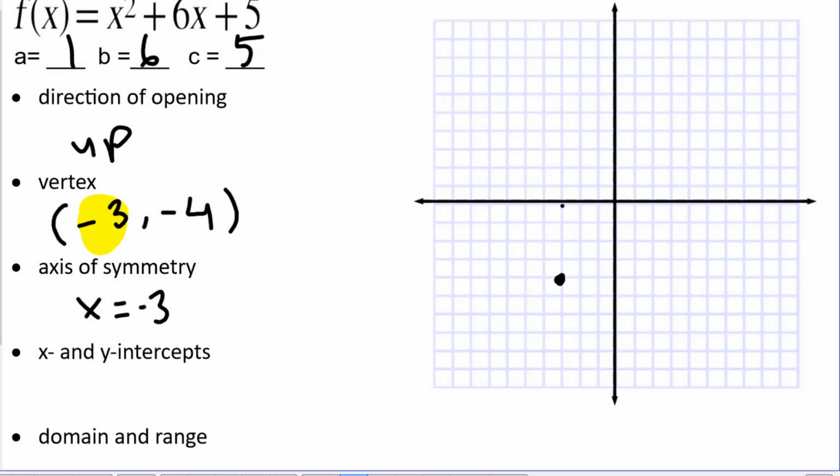Notice that this value from our vertex, the x value of our vertex, is always going to be the equation of our axis of symmetry. Because if I'm talking about the middle of the parabola, right, where is it symmetric on either side, it goes right through the vertex.